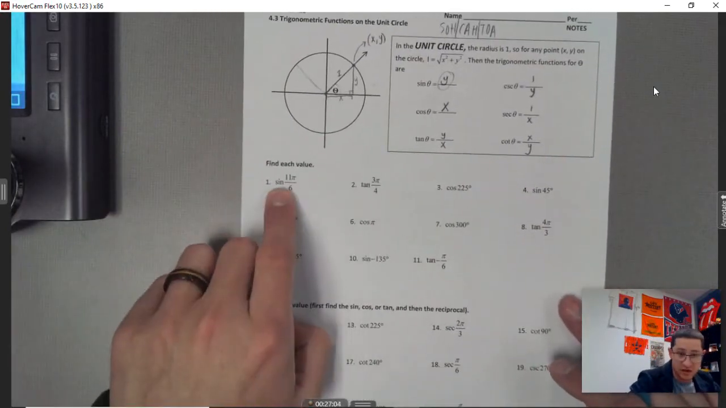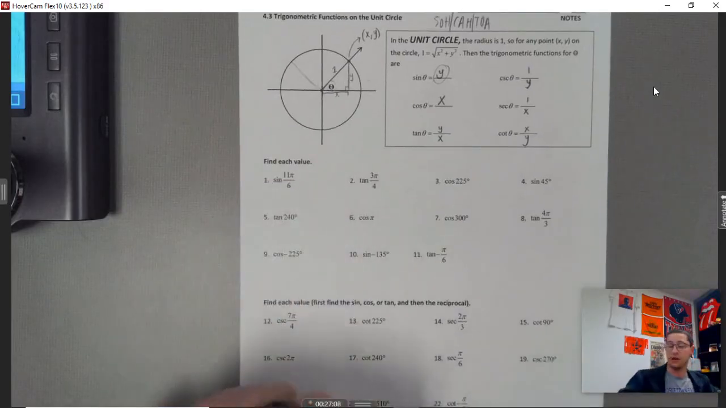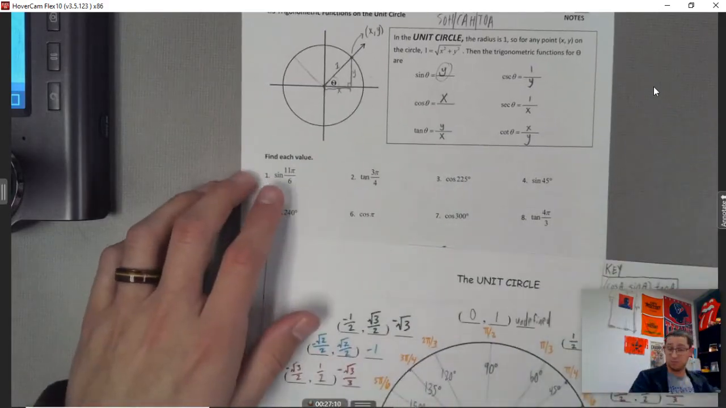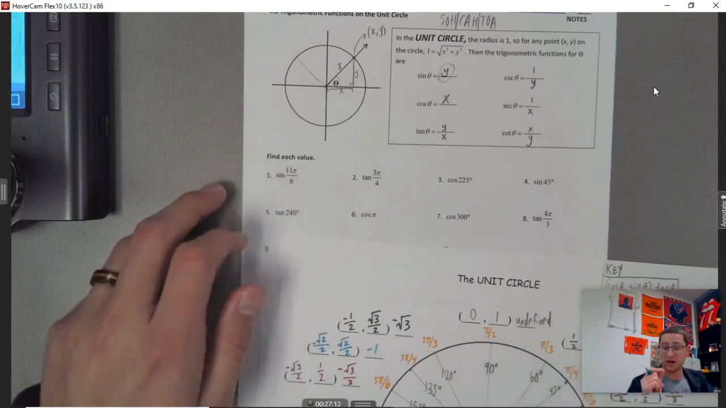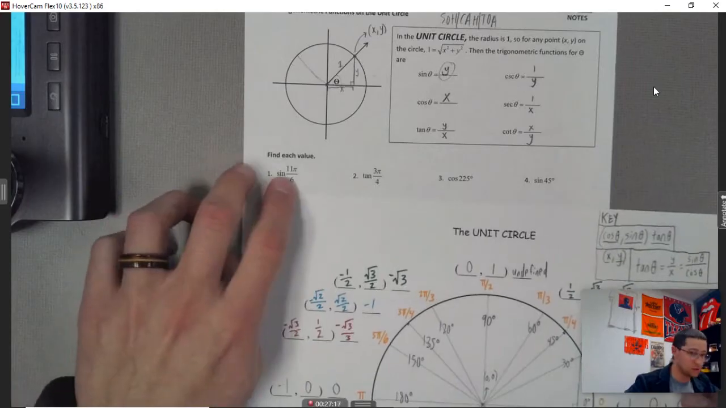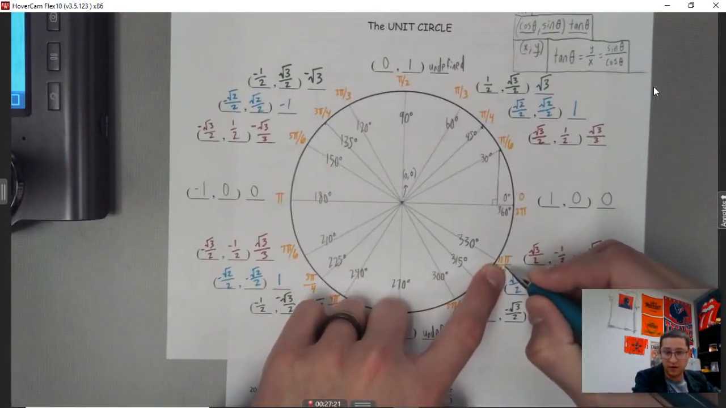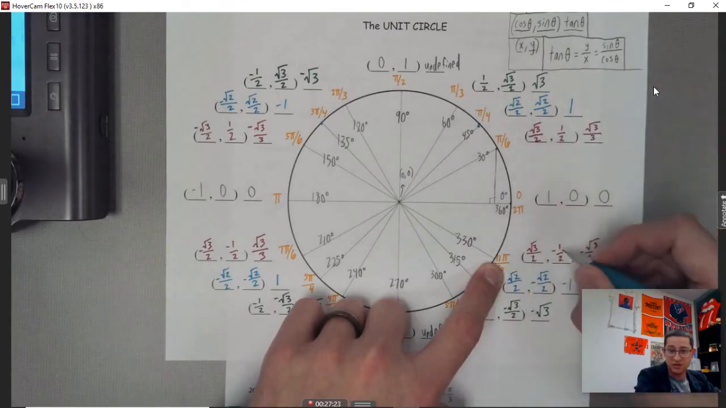I'm asking for what the sine of 11 pi over 6 is. Well, let's look at it. We know sine is my y. So sine of an angle is the y coordinate. So let's go to 11 pi over 6 and look at it. Okay, found it on my unit circle. I'm looking for my sine, so that's my y. So this is equal to negative 1/2.